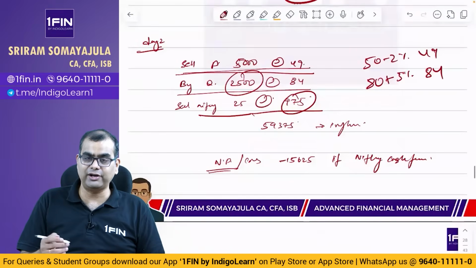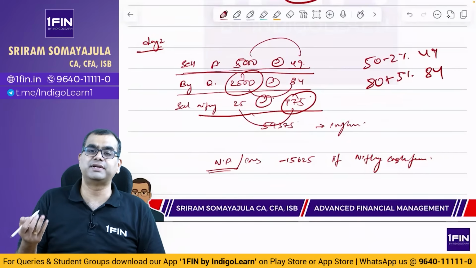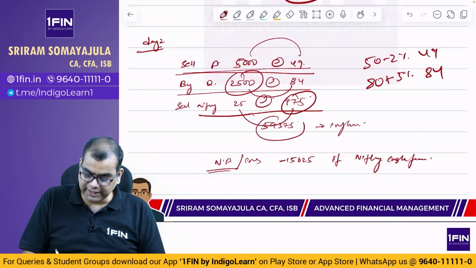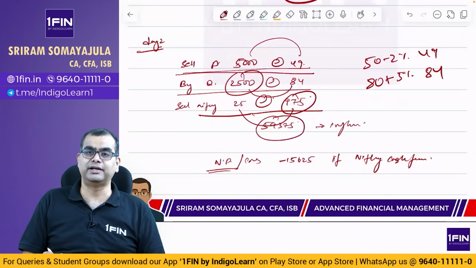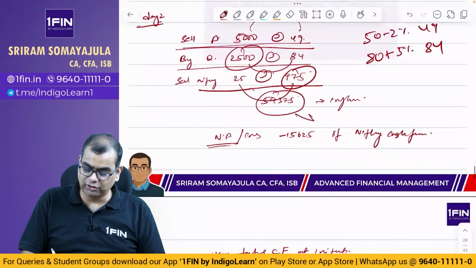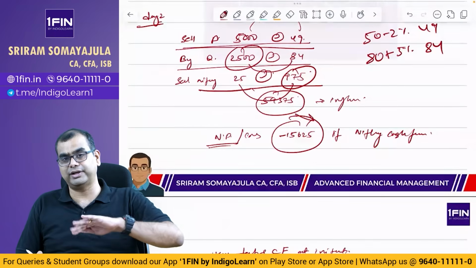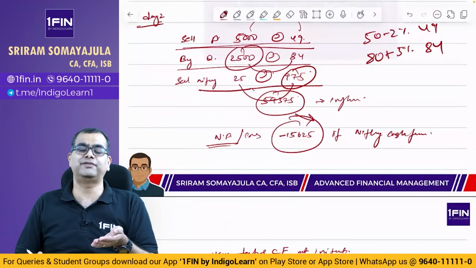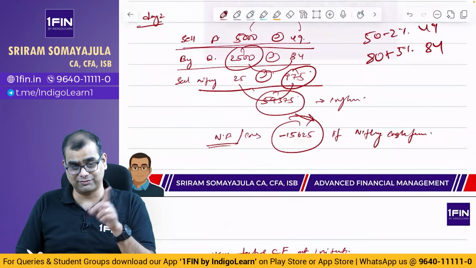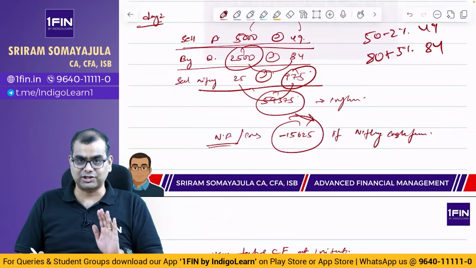Whereas when you're squaring off, you will get 5,000 into 49 inflow, 2,500 into 84 outflow, and 25 into 975 is basically again inflow. So you get 59,375 as a net inflow. So your original outflow was 75,000. Subsequent inflow is 59,000. So net loss is 15,625. This I did assuming that on Nifty futures also there's actually payment. This I did because in one of the previous questions, I think November 24, they did it like this. However, logically that is not the way.